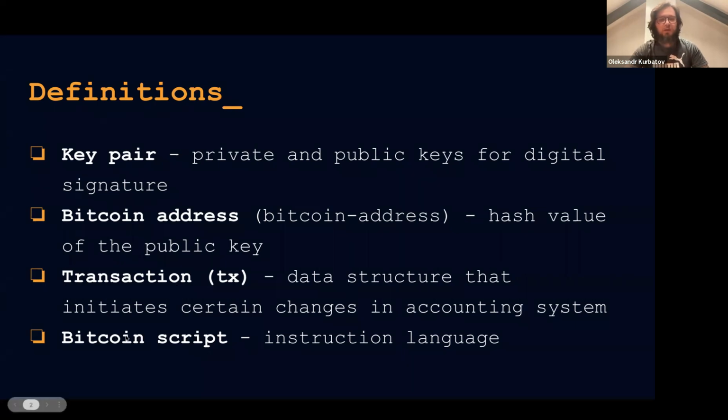And the last term, Bitcoin script. Just imagine a kind of language that allows you to define how exactly some money can be spent, like a simple smart contract.